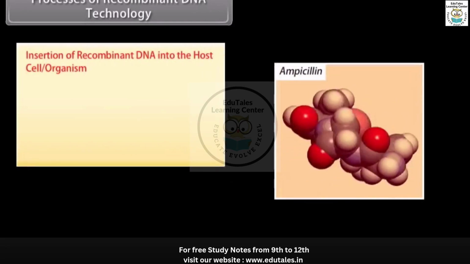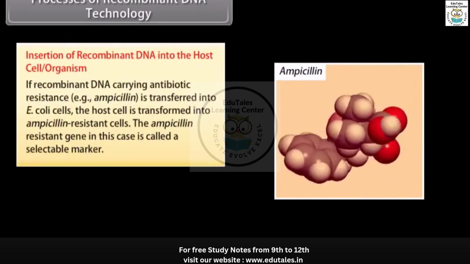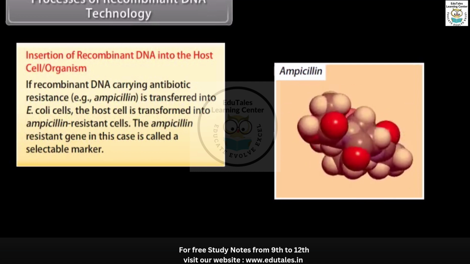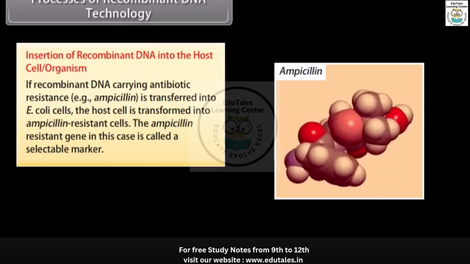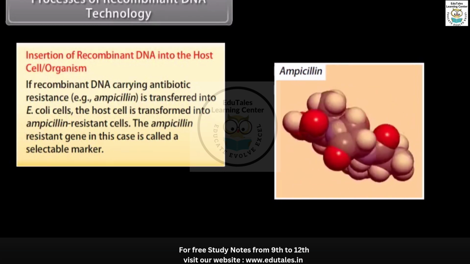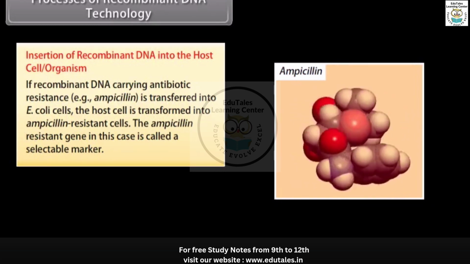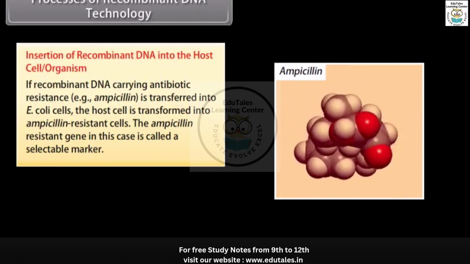Processes of recombinant DNA technology. Insertion of recombinant DNA into the host cell organism. If recombinant DNA carrying antibiotic resistance, that is, ampicillin, is transferred into E. coli cells, the host cell is transformed into ampicillin-resistant cells. The ampicillin-resistant gene in this case is called a selectable marker.